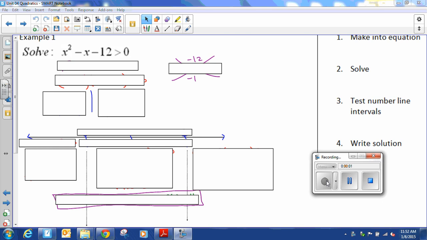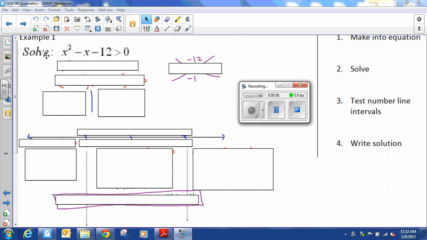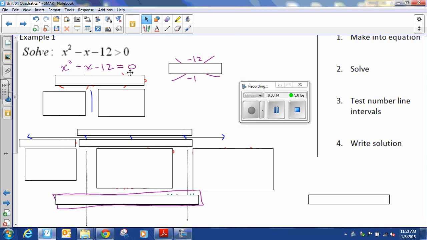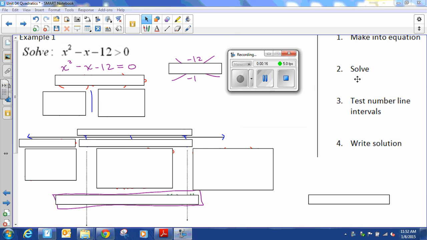In this lesson, we will be solving and graphing quadratic inequalities. Step 1, make it into an equation. So as you can see, x squared minus x minus 12 is greater than 0. We're just going to replace greater than with equals. Step 2, we're going to solve.